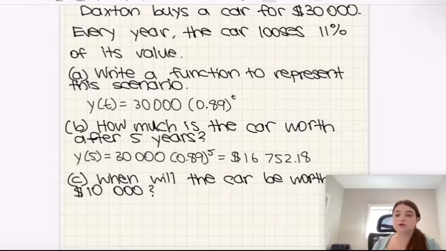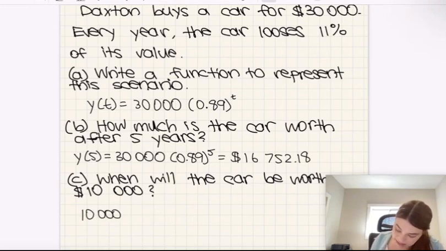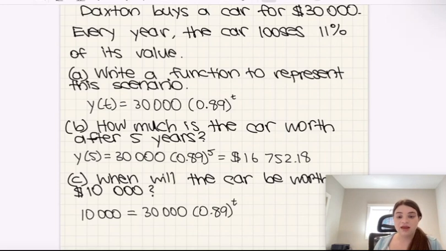The next one says, when will the car be worth $10,000? So in this case, they didn't tell us the time, but they told us that y of t is going to be $10,000. So there we go. $10,000 is equal to $30,000 times 0.89 to the power of t. Then I'm going to divide both sides by 30,000 to get that 0.89 to the power of t is equal to a third.